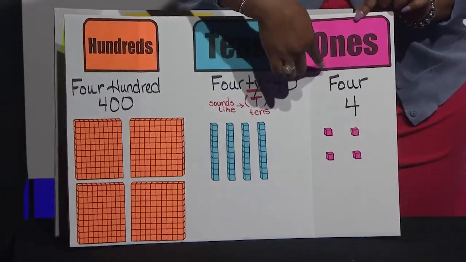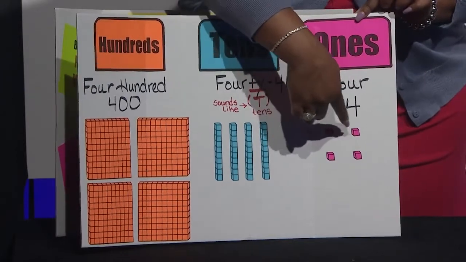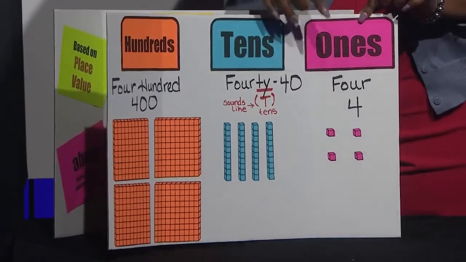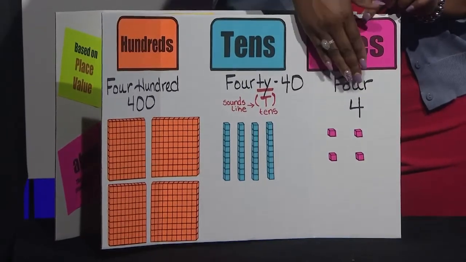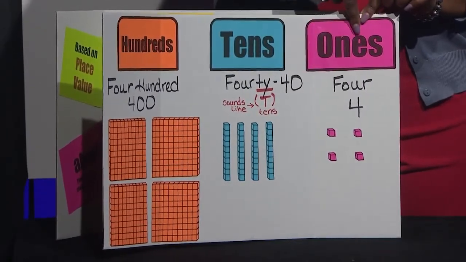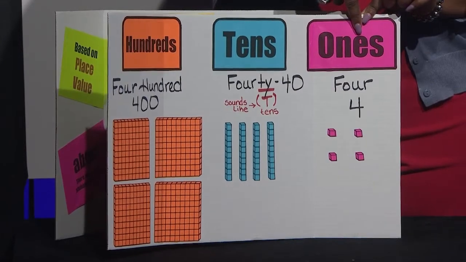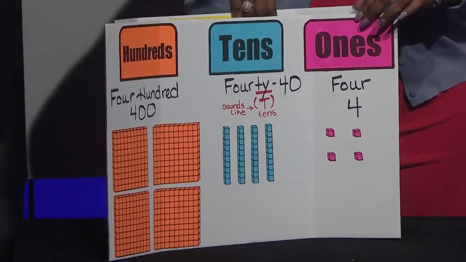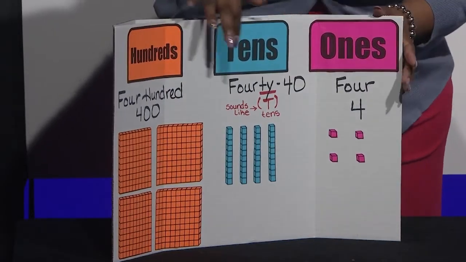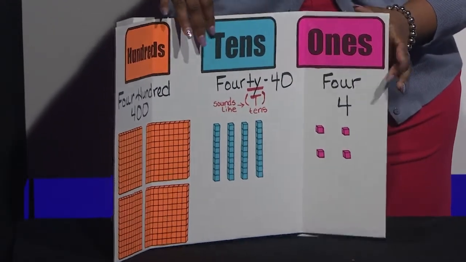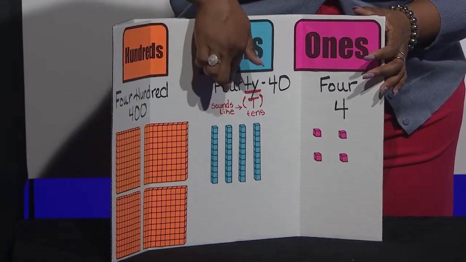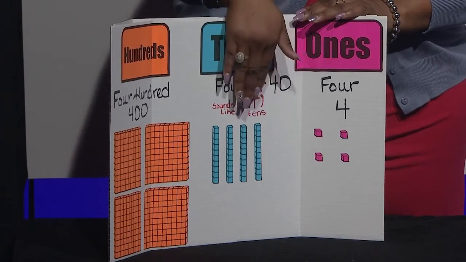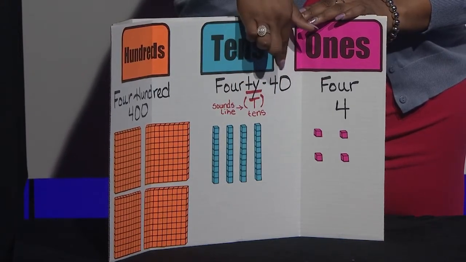So let's look. What is 4? It's 1, 2, 3, 4 unit cubes. So when I say 4, I'm in my 1s place because it's just the number. Let's look at my tens place. If I put a 4 in my tens place, it's no longer just 4. It's 4t.